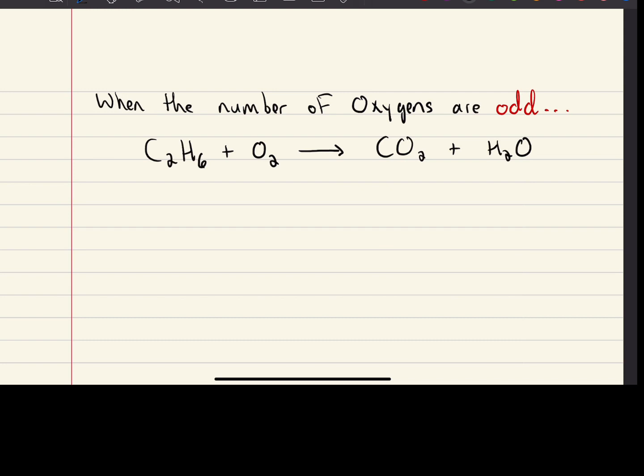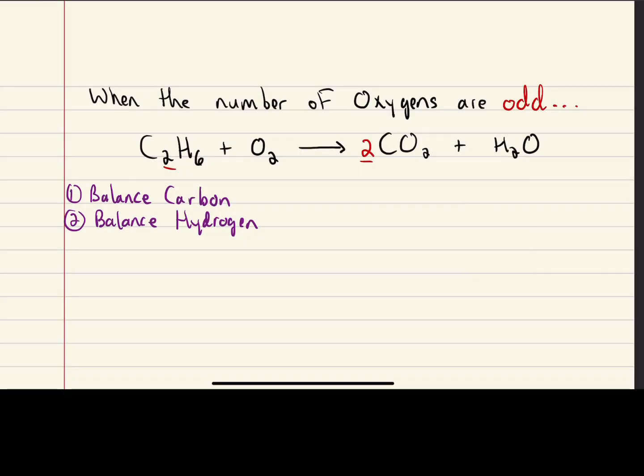So what happens if the number of oxygens that we count on the product side are odd? Well, let's look at this example here. We've got C2H6 plus O2 gives us CO2 plus H2O. And as per usual, we're going to balance the carbons first. Then, like in our other combustion reactions, we're going to balance the hydrogens. We got 6 over here and 2. Put a 3.